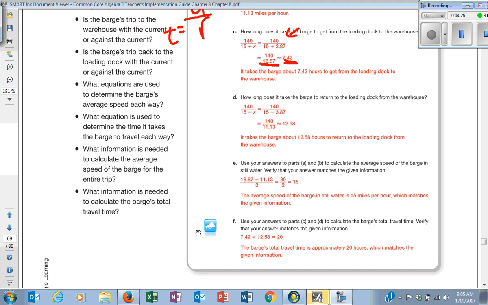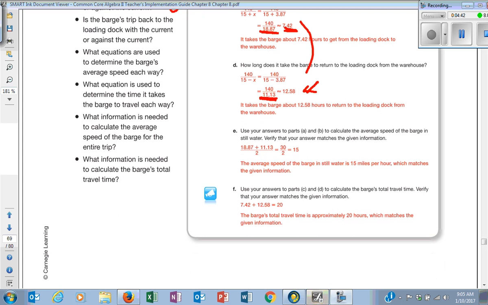They're going to do the opposite, where how long did it take to return? Well, now we're going against the current, so our speed is slowed down to 11 miles an hour. Again, it's still distance divided by rate, and that took him 12 hours. And if you add those two numbers together, you will get the number 20, because that's how long it took to do the round trip.